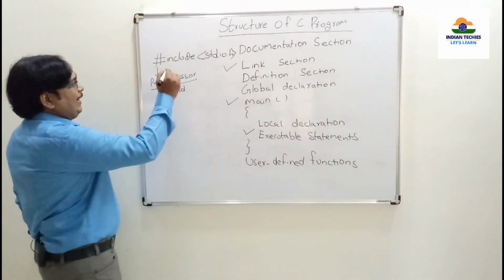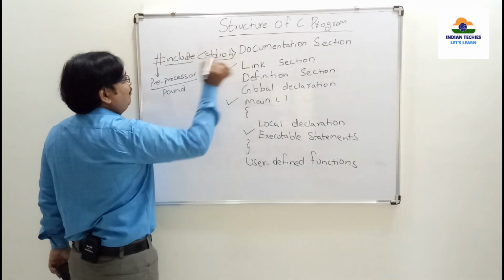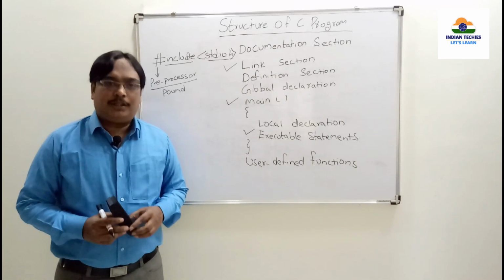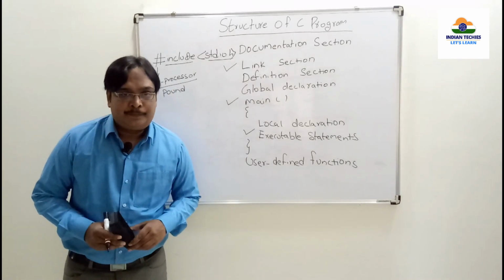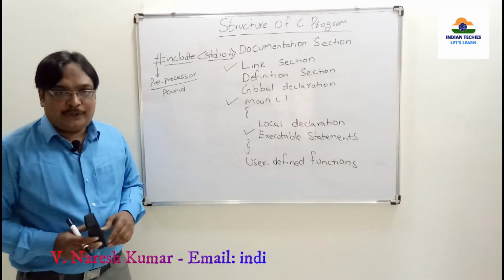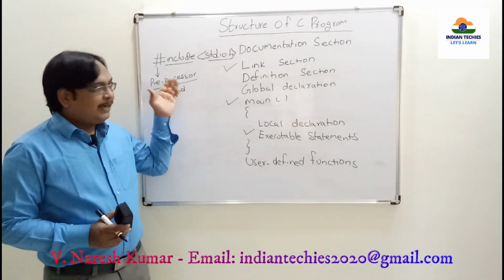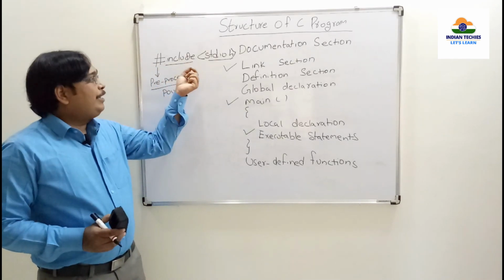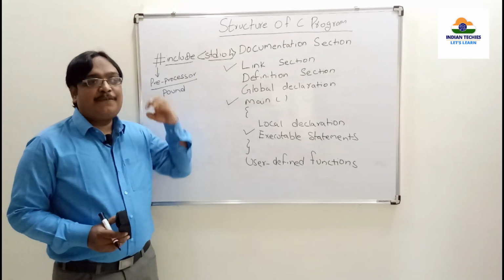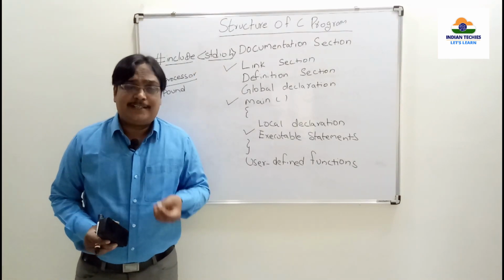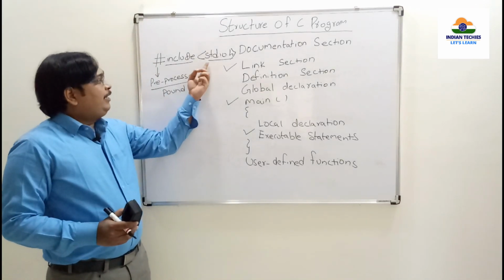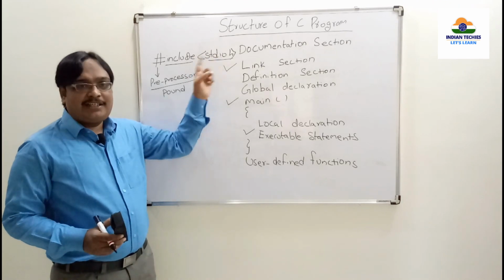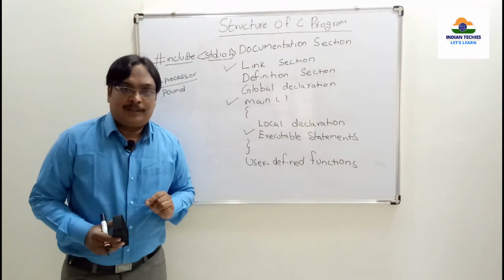Now, hash include stdio.h. stdio stands for standard input output, and .h stands for header file. So this has to be included. Why does it have to be included? Because whenever we write this header file in the program, all the basic input output operations, if you want to write a small basic program, the basic rules and regulations are mentioned in this file. This file, stdio.h, is also called a library file, right?